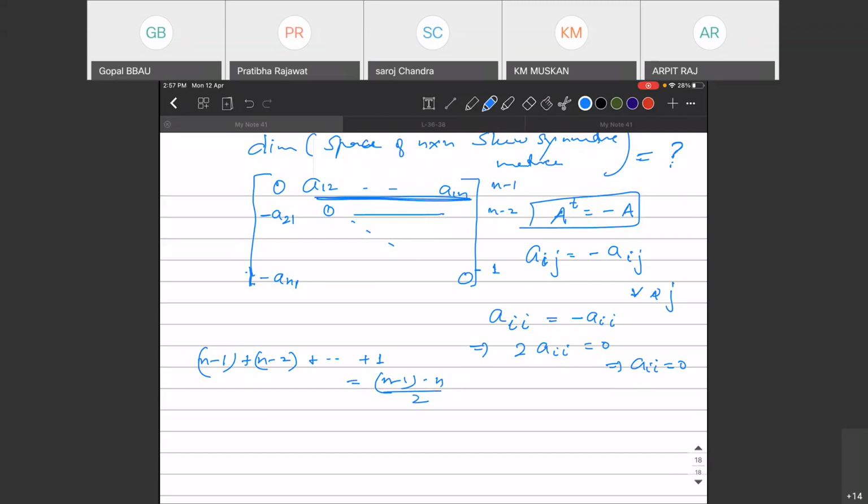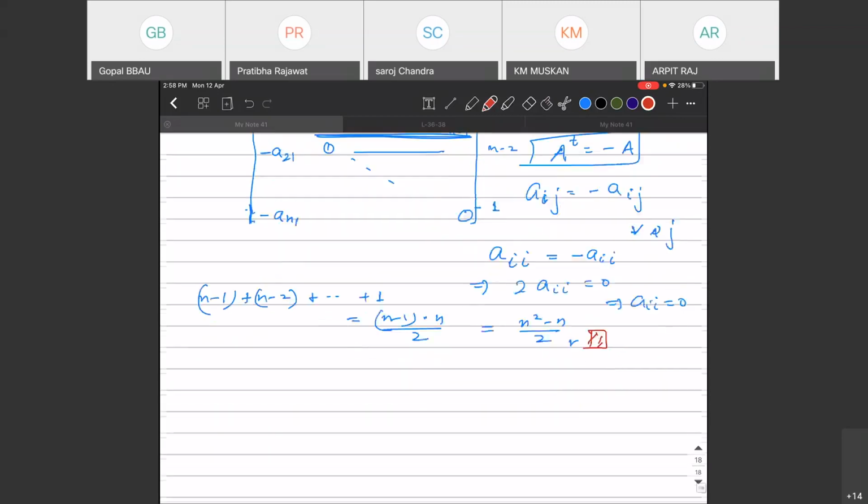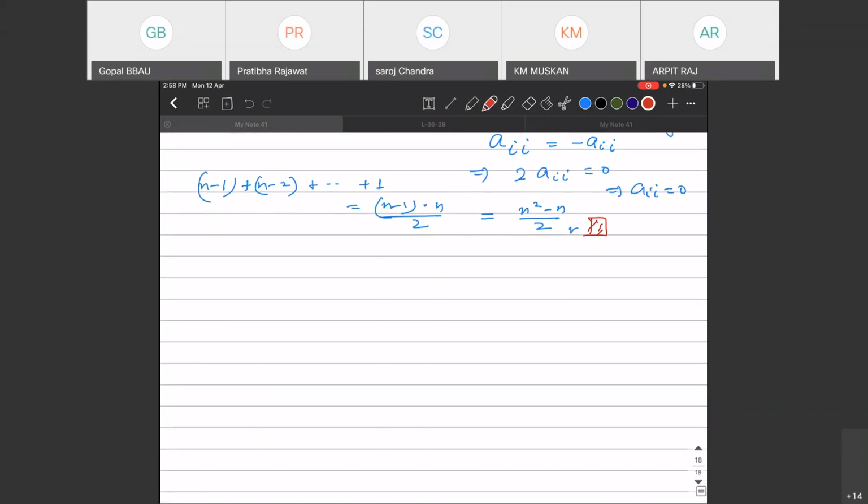Correct. So this is what that girl told me: n square minus n by 2. If you multiply it out, you will get this. So this is how we find the dimension of a space of matrices. Let's see one more thing, one last thing I'll tell you.